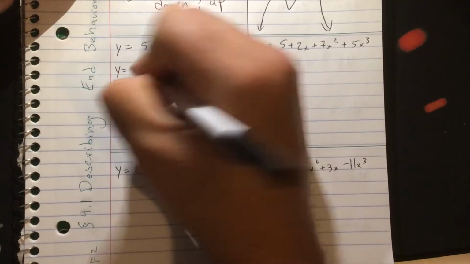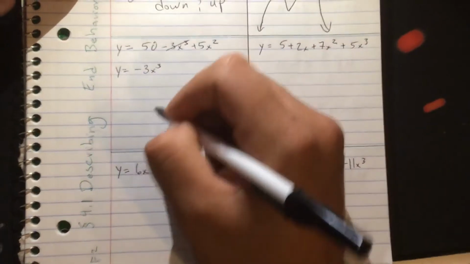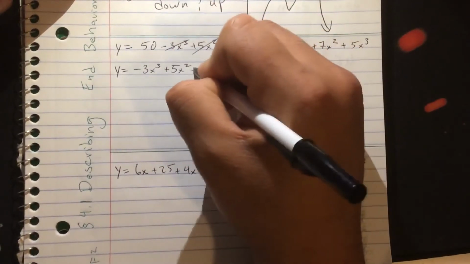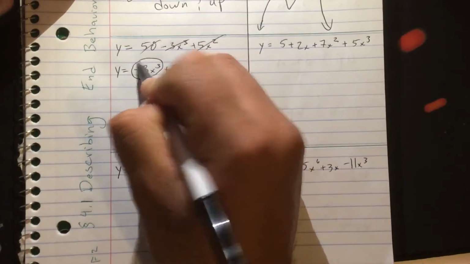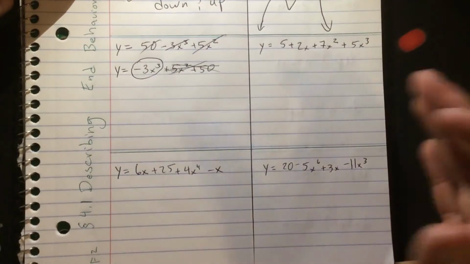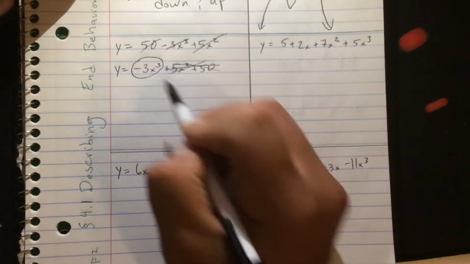So we have y is equal to negative 3x cubed. I'm just going to cross it out so I know I've used it. Plus 5x squared, plus 50. But in reality we don't really need to rewrite the rest of them, because the only one we're actually going to be using is our first term, so the rest of it doesn't really matter. It does when we actually go back and graph it, but just to know the end behaviors, this is what we're going to go off of.